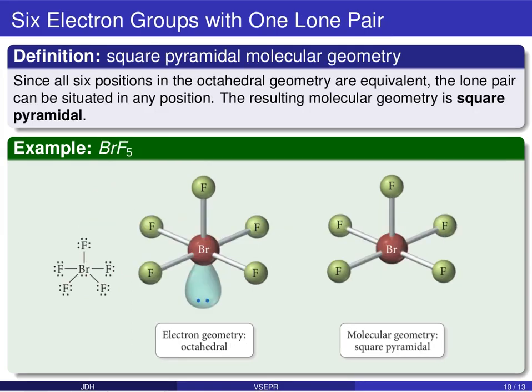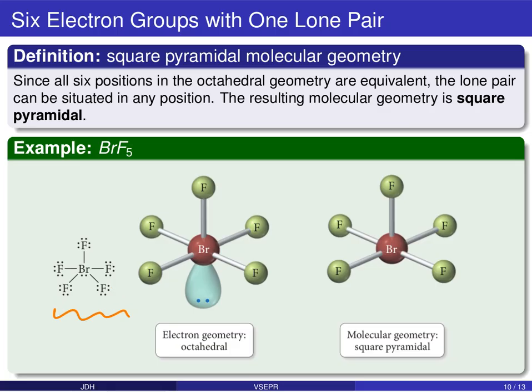Now finally, we want to consider what happens if we take that octahedral geometry and start replacing bonding groups with lone pairs. It turns out that if you construct 6 electron groups with only 1 lone pair, you end up with something called a square pyramidal structure. We're illustrating this with the example of BrF5.